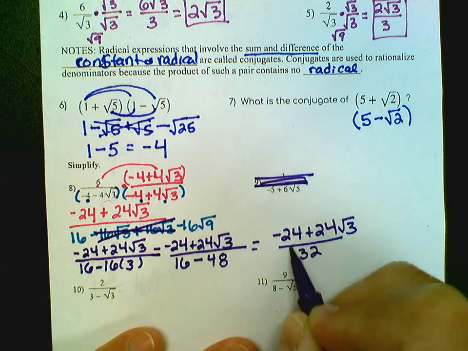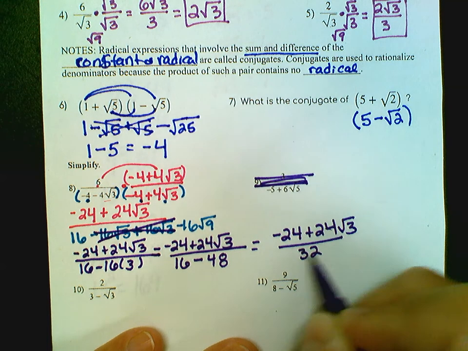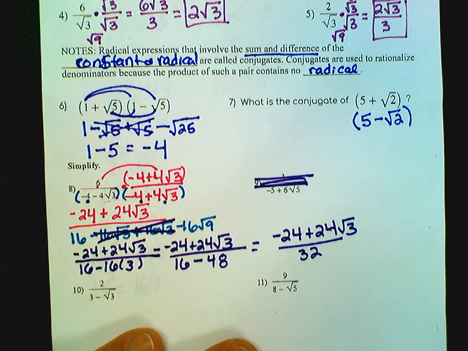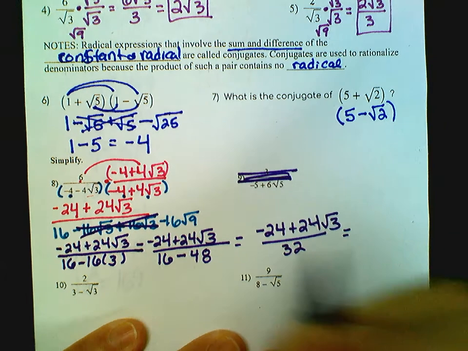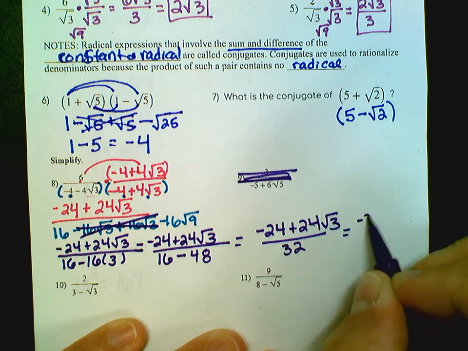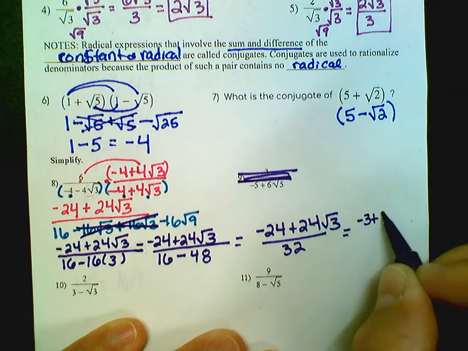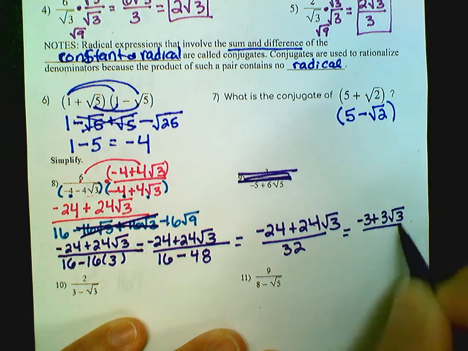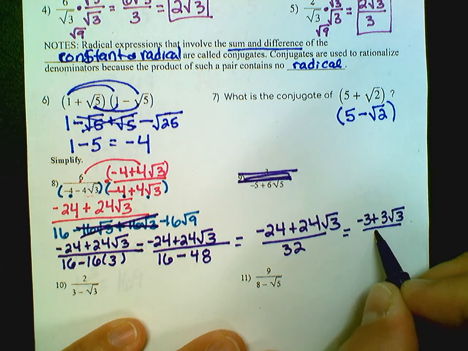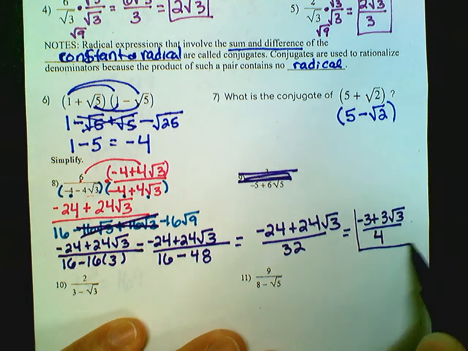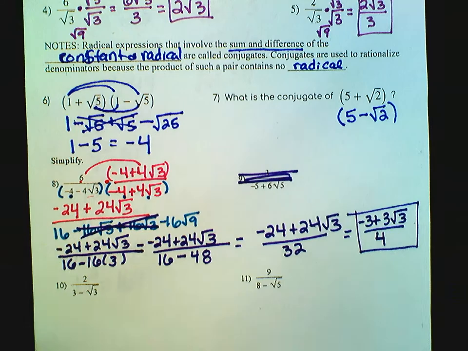So if we look at all of our coefficients here, they are all divisible by 8. So 8 divides into negative 24 negative 3 times, and 32 divided by 8 is 4. So this is my answer.